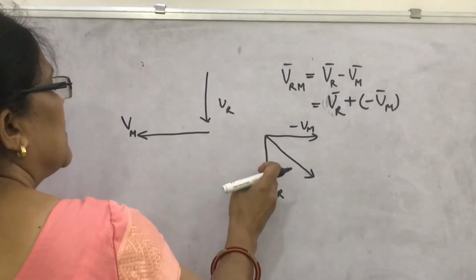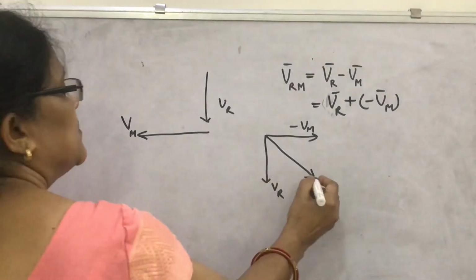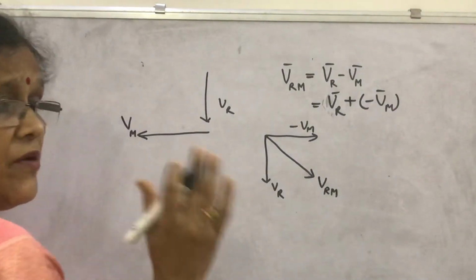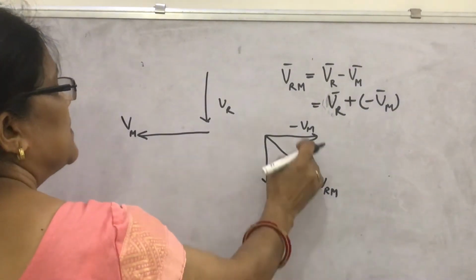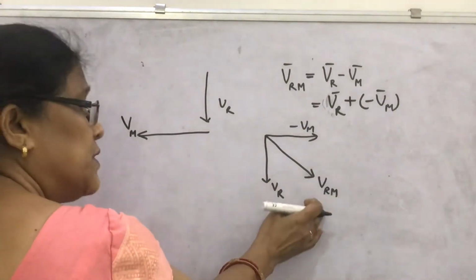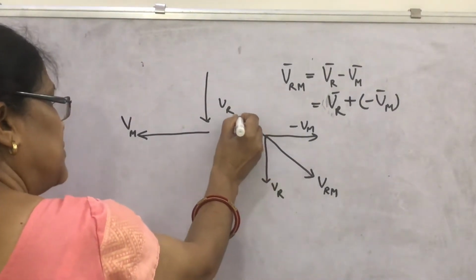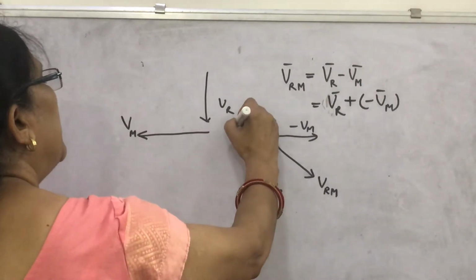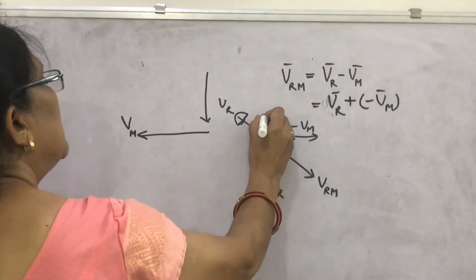By taking the resultant of VR and minus Vm, this is the VRM. So every time you have to see that VRM, whatever is the relative velocity of rain observed by the man, opposite to that the umbrella is to be used. So the umbrella is open in this direction, and how will you write the answer here?